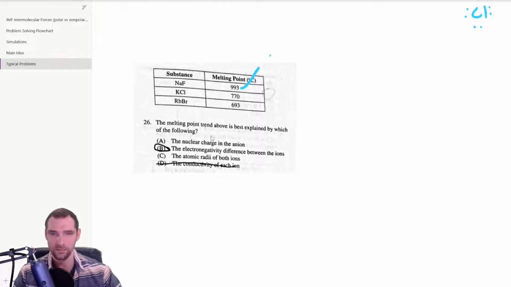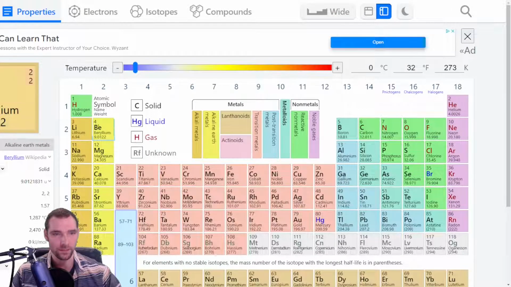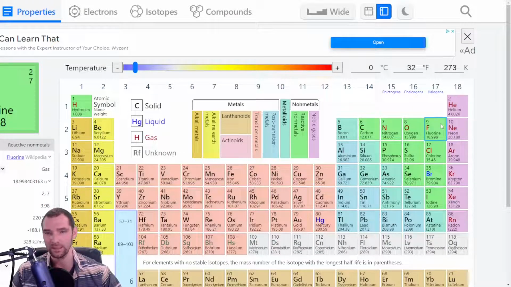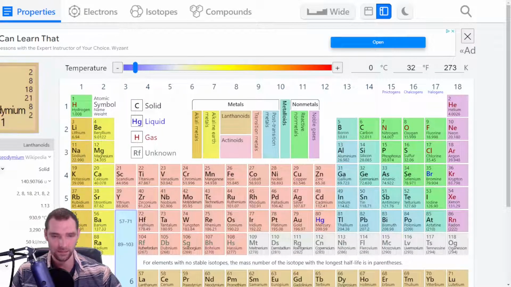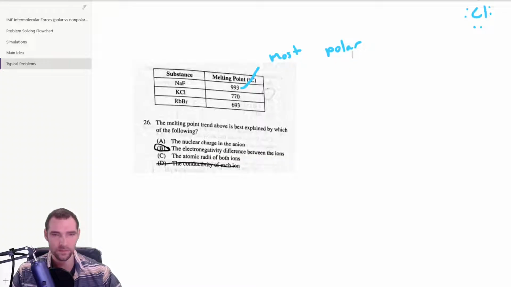So that's most polar. And so if we look at Na and F on the periodic table, we've got sodium and fluorine, they're very far away from each other. So it makes sense that this is going to take the electrons away very easily. And yeah, they'll be very, very polar, and it'll be very hard to make that thing boil. So this is very strong, hard to boil.